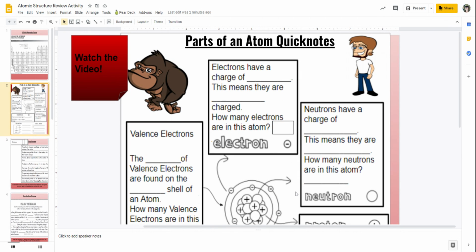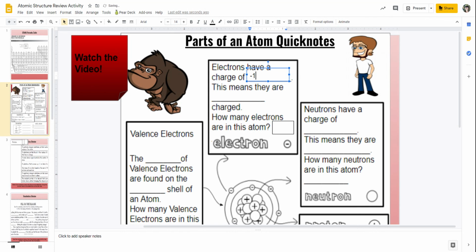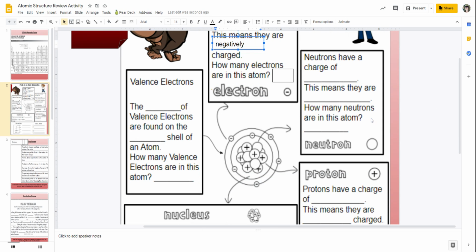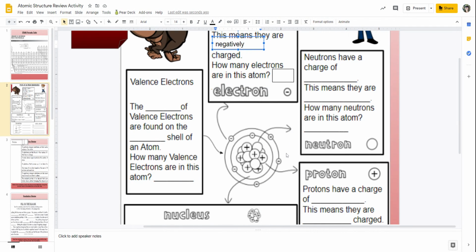It really doesn't matter what box we start the notes in, but I'm going to start with the electrons. So it says the electrons have a charge of -1, and that means that they are negatively charged. And then it wants to know how many electrons are in this atom, and it gives us a little key. But even if we didn't have a little key, we would know that the ones with the negative signs are electrons because we just said that electrons are negatively charged.